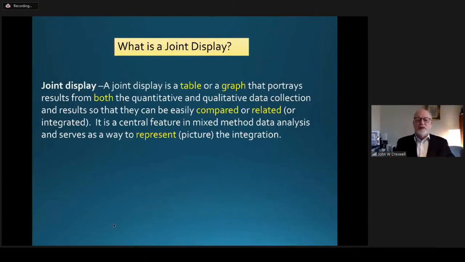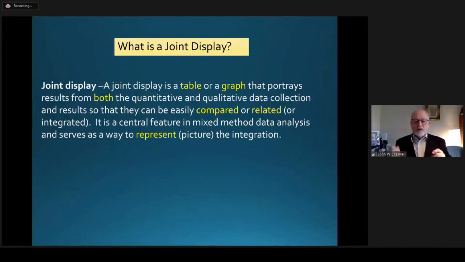So next, a joint display. What we want to do is display that integration. We know in a research study, we have tables and figures for both quantitative results and qualitative results. So now let's put together a figure or a diagram for our integration results.